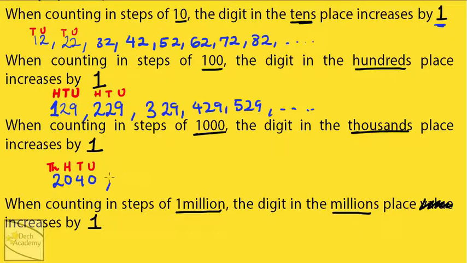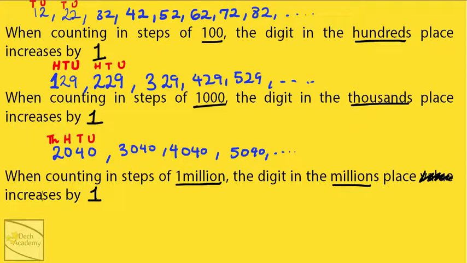So the next number is going to be 3040, because all I did was increase this 2 by 1. The next number is the same except that 3 is now 4. The next number is almost the same except that 4 is now 5. And I can keep going on. So you can get the idea now.